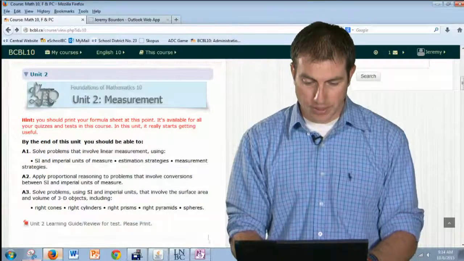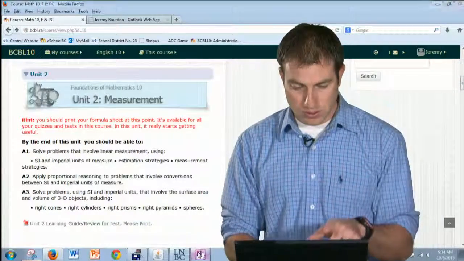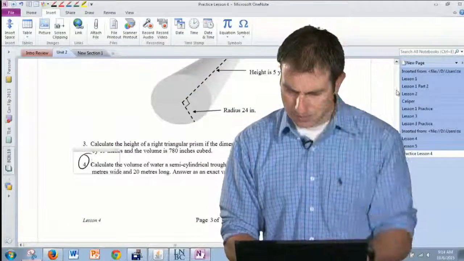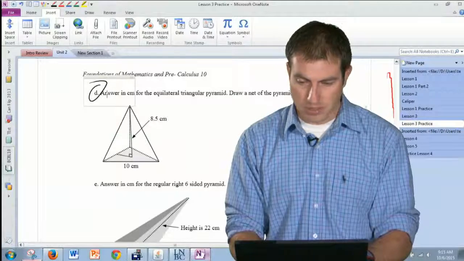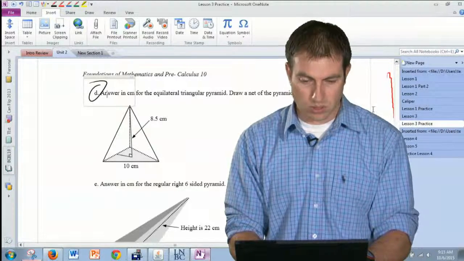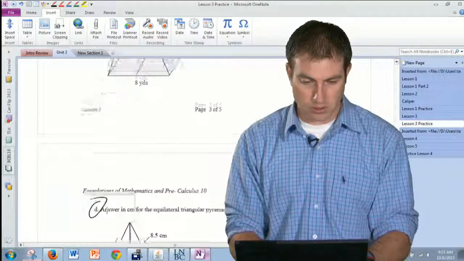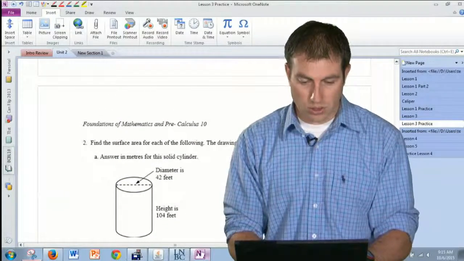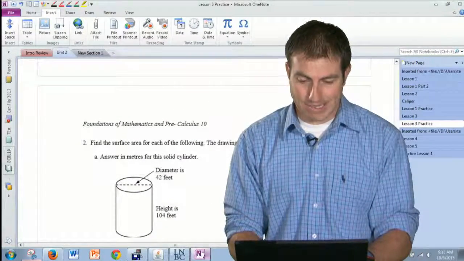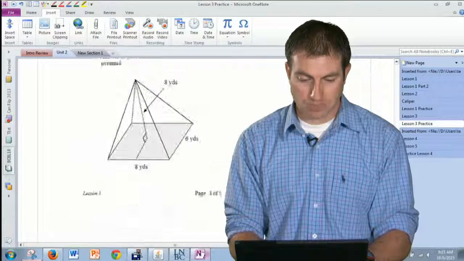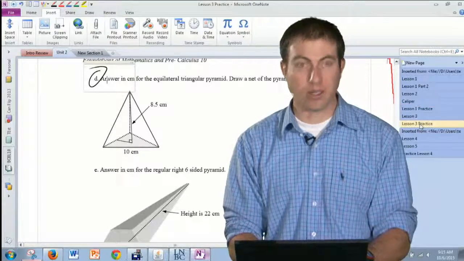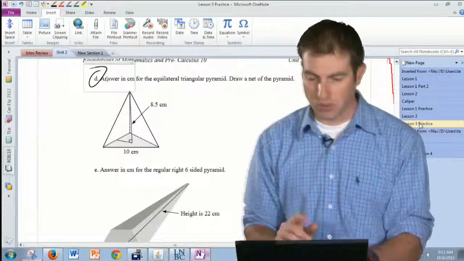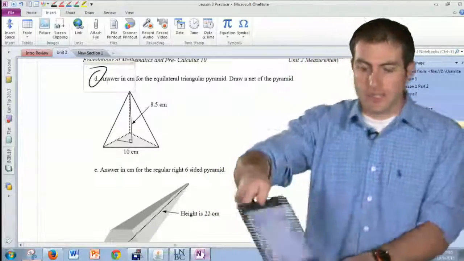So that's that. I have a few questions I was going to go over. Jump to practice number 3 here. I think Ava asked about this question. I forget what number it is. I just circled it. That's 2. Find the surface area, and it's 2D from lesson number 3. So I'm going to go through that. I'm just going to flip my screen around here.